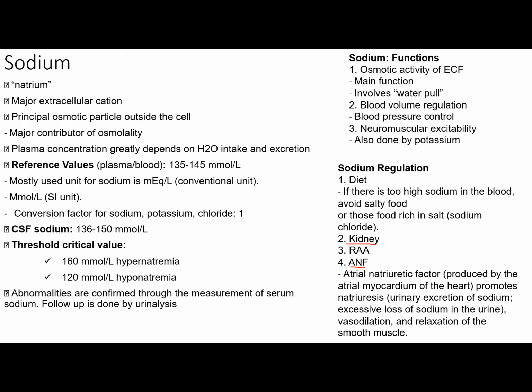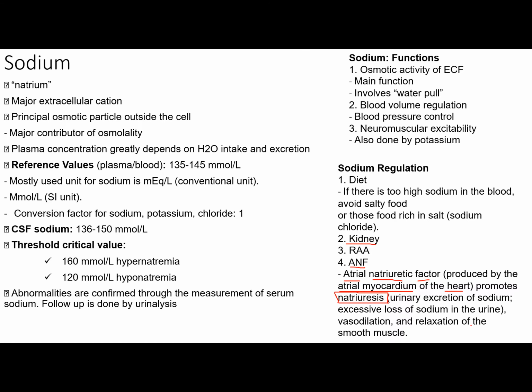Now, another contributor for sodium regulation class is your kidney, your RAAS or your renin-angiotensin aldosterone system, and your ANF. ANF stands for the atrial natriuretic factor. Now, the atrial natriuretic factor class is produced by the atrial myocardium of the heart, which promotes natriuresis. Natriuresis class, please take note, refers to the urinary excretion of sodium kapag there would be excessive loss of sodium in the urine, vasodilation and relaxation of the smooth muscle.